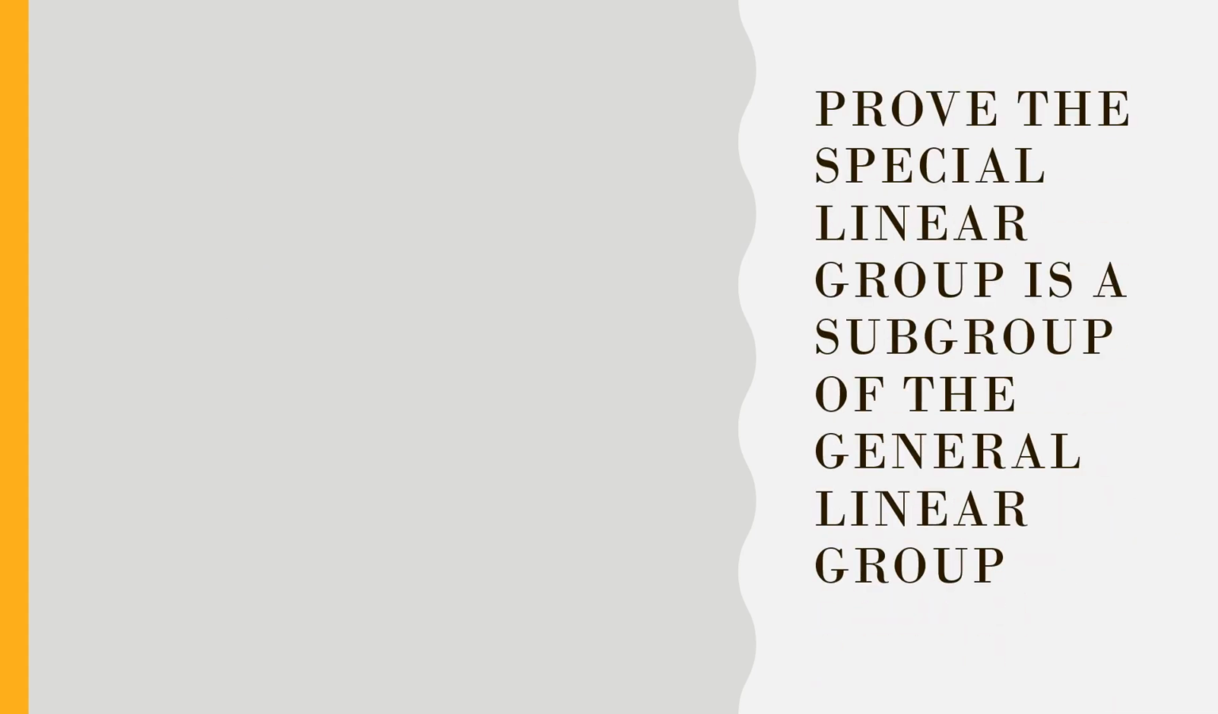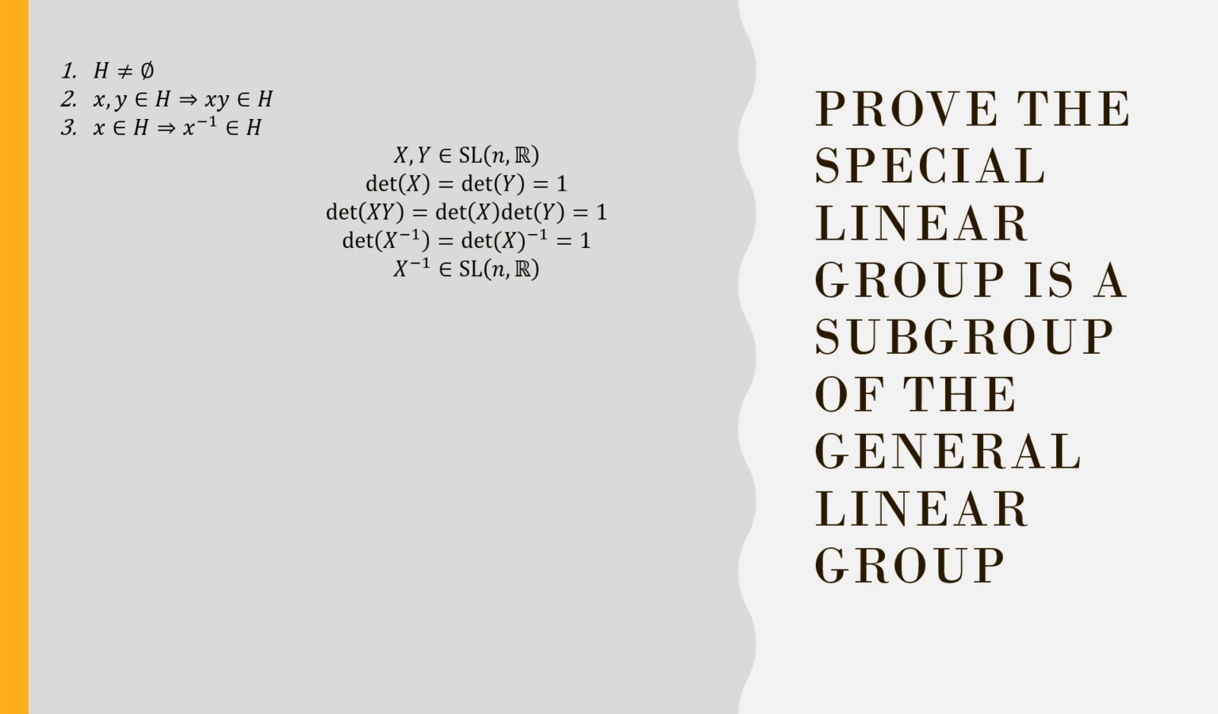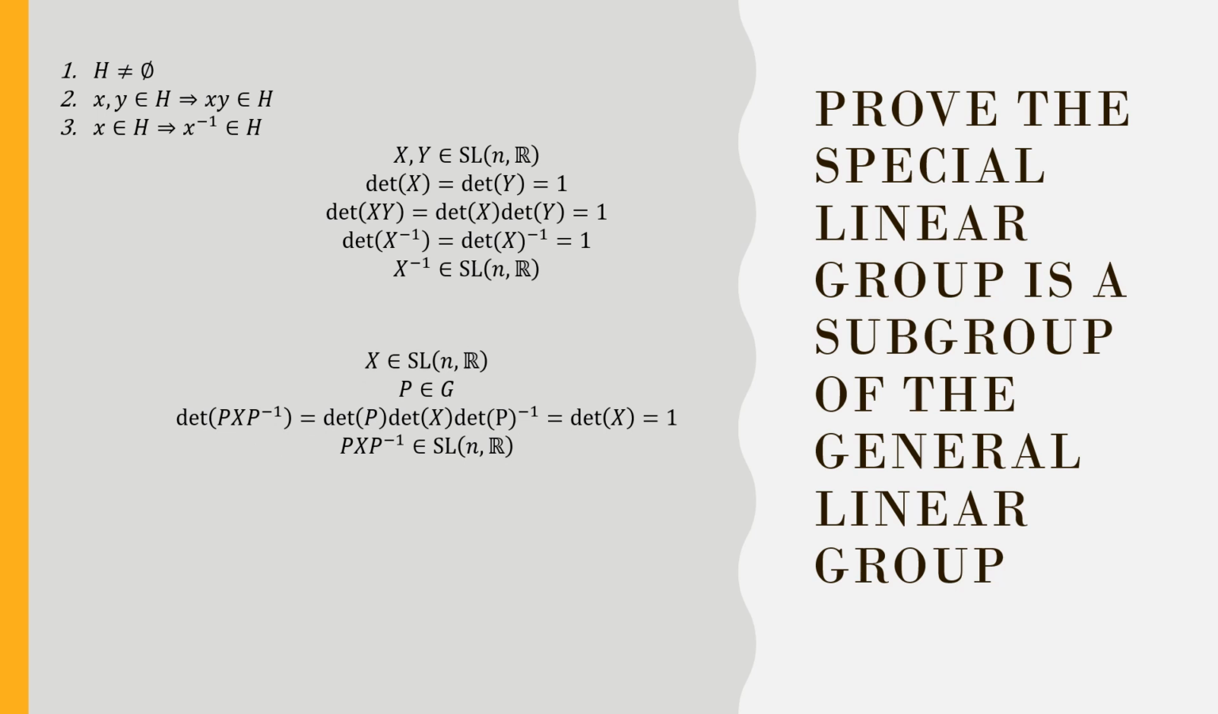I'll be applying the two-step subgroup test. As the determinant of every element in the special linear group is non-zero, they are invertible. The identity element for any n by n matrix has determinant 1. So the identity element is in the special linear group and it's non-empty.